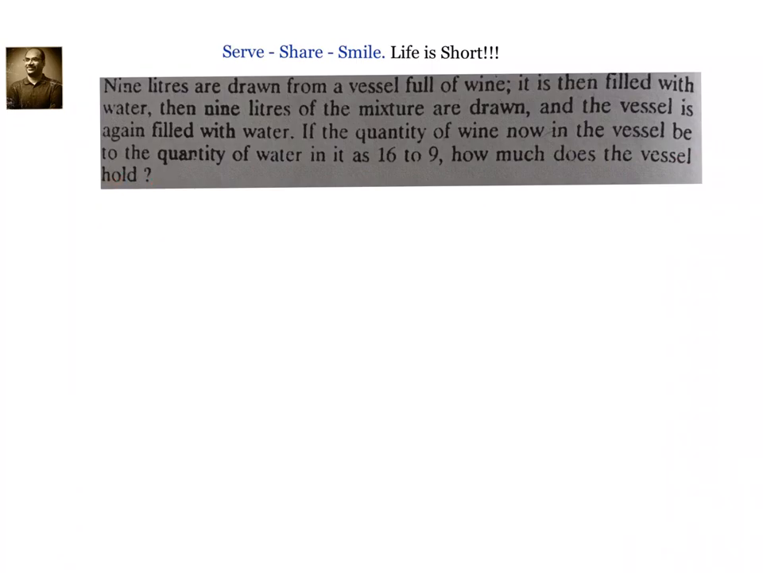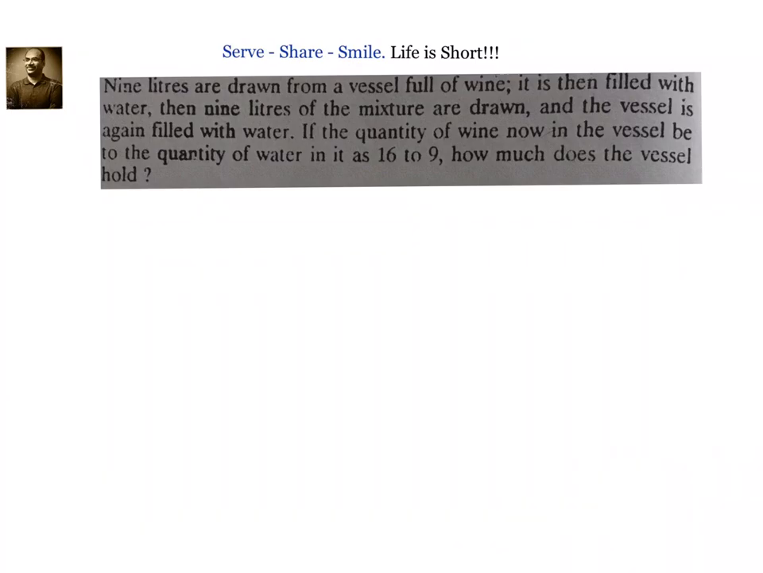Let's read this again. If you are not comfortable with wine, we'll make it milk. 9 liters are drawn from a vessel full of milk. It is then filled with water. Then the 9 liters of the mixture are drawn and the vessel is again filled with water. If the quantity of milk now in the vessel be to the quantity of water in it as 16 to 9, how much does the vessel hold?